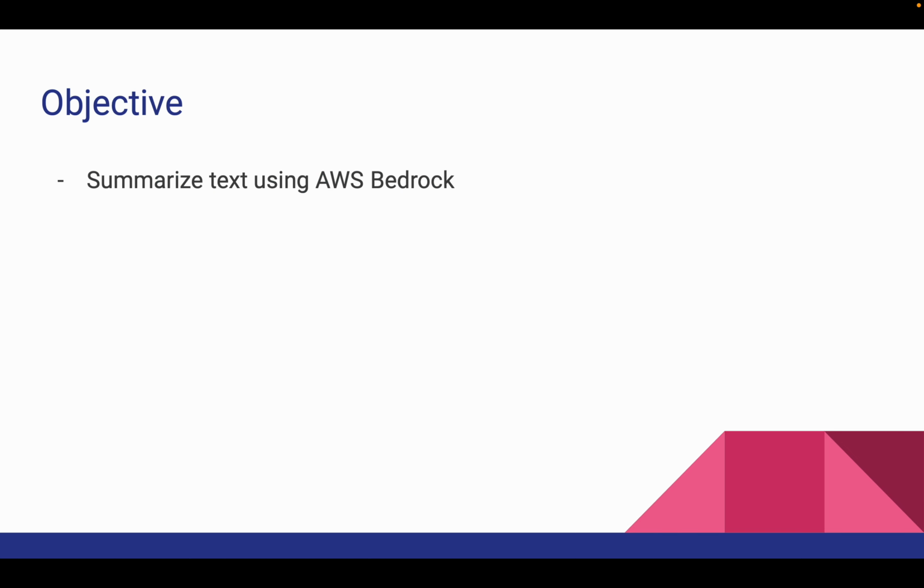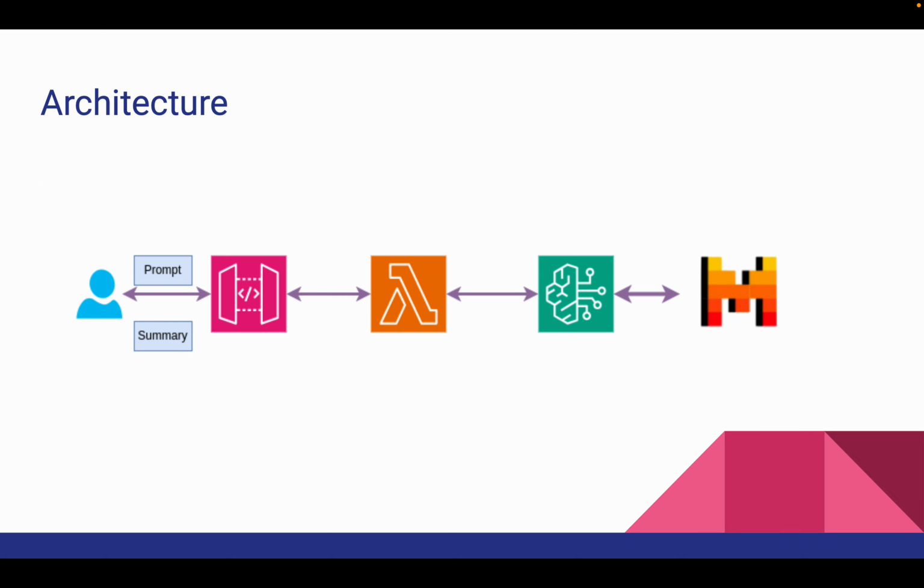So the objective: we will be summarizing a text using AWS Bedrock. In a client application, here we will be using Postman as our client application. We will be sending some paragraph, and AWS Bedrock will be summarizing that into a few lines of text. Okay, so that is our objective, and this is the architecture that we are going to implement.